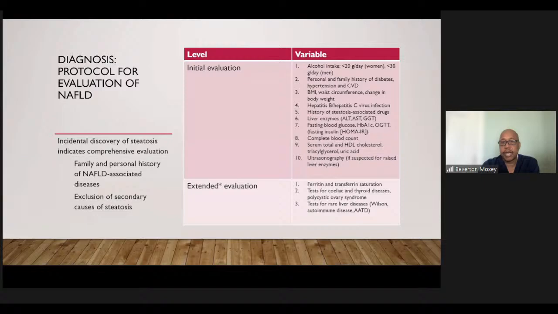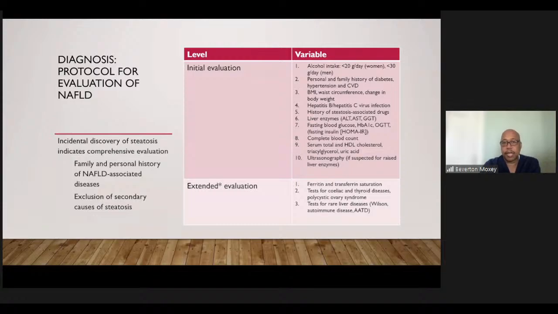And of course, if you don't have imaging, you would want to check an ultrasonography just to get an idea for what's happening.